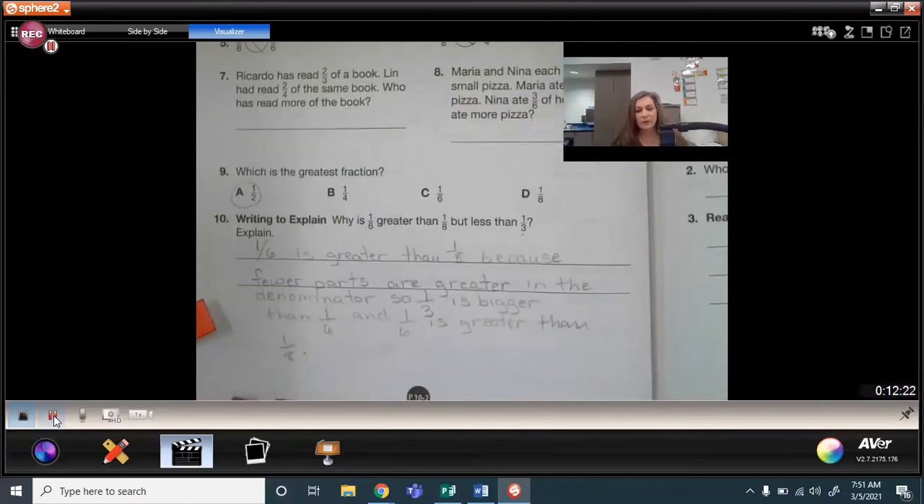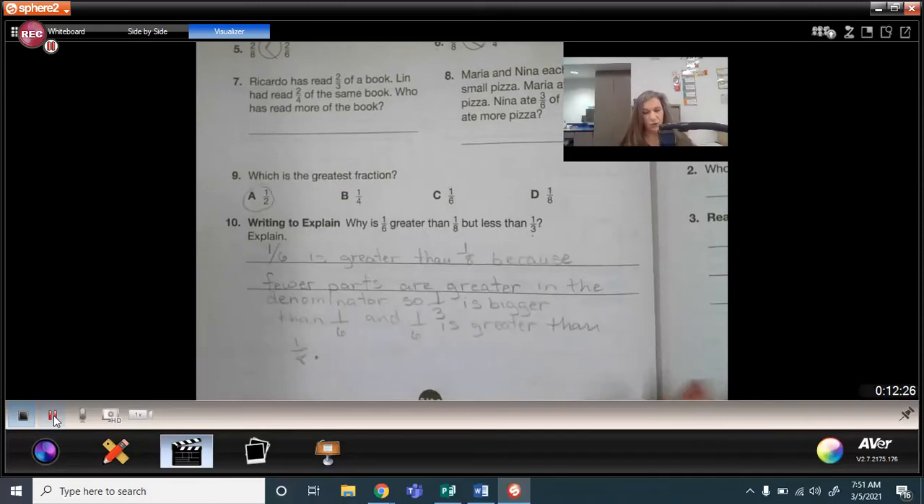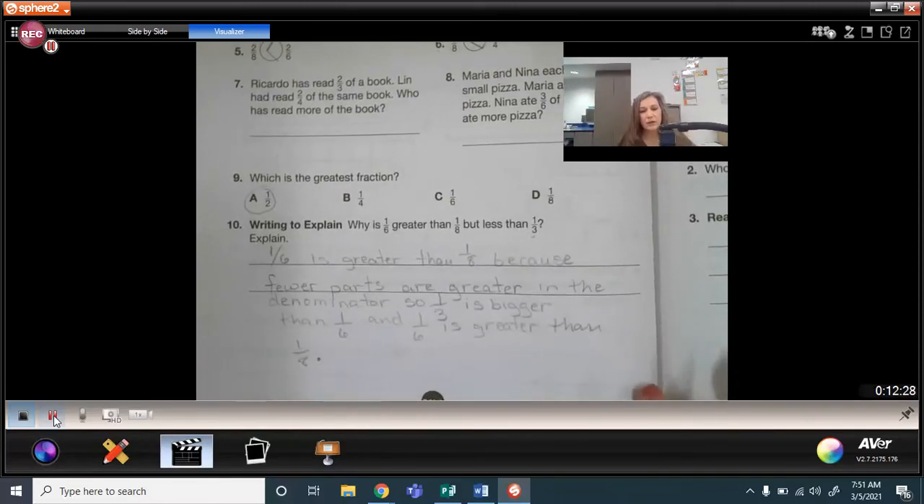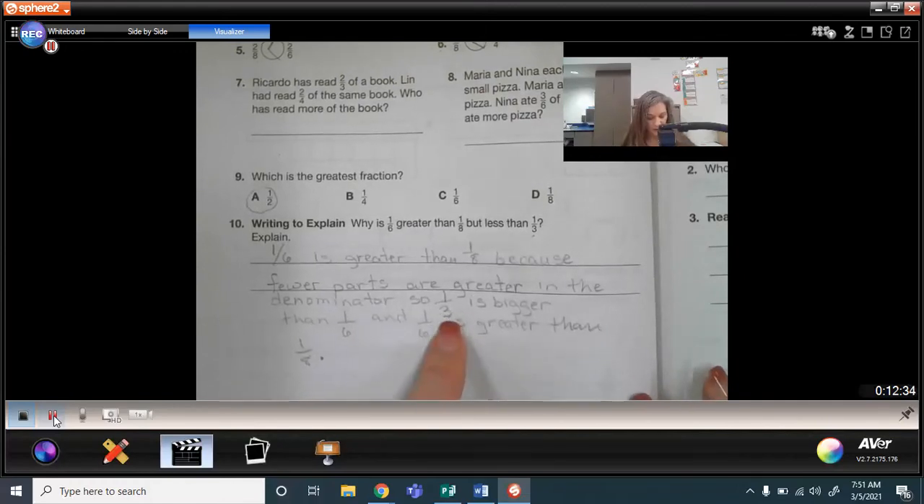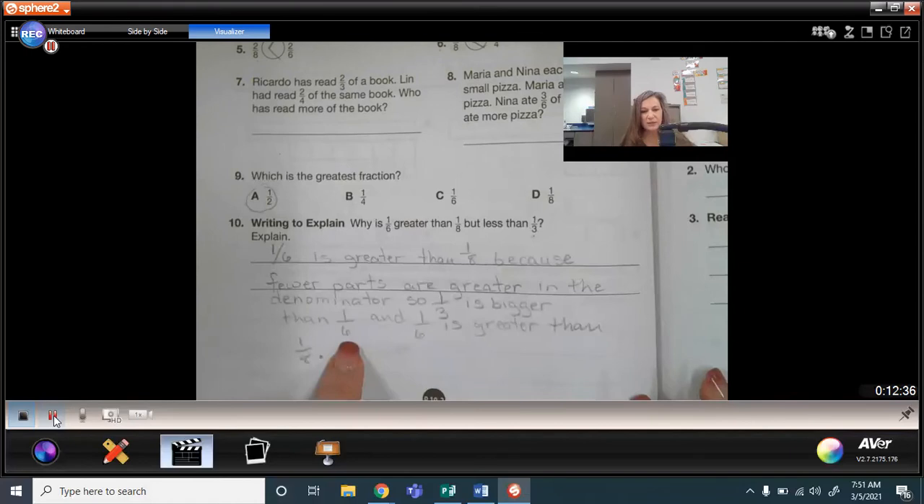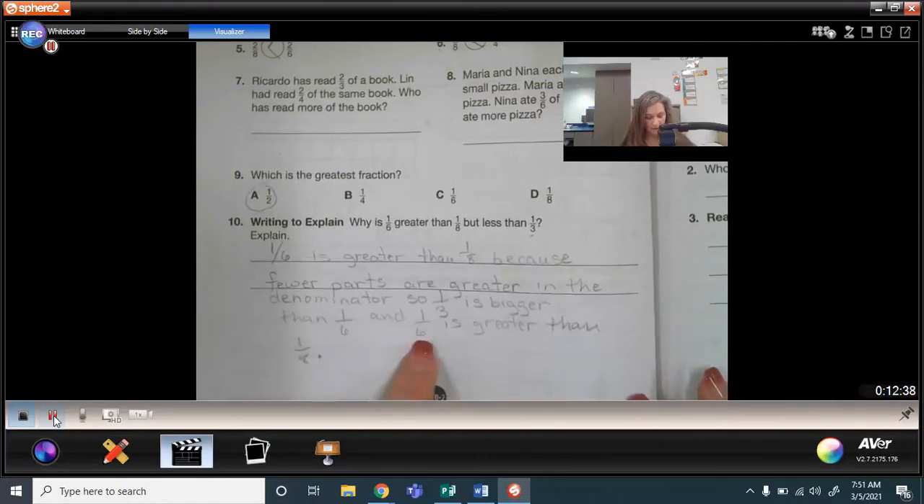Okay. So I'm going to pause for a moment. You can also pause this as well. Make sure that you have explained your understanding of how your thirds are going to be greater than the 6th pieces, and the 1 of the 6th pieces is going to be larger than 1 of the 8th pieces. Okay?